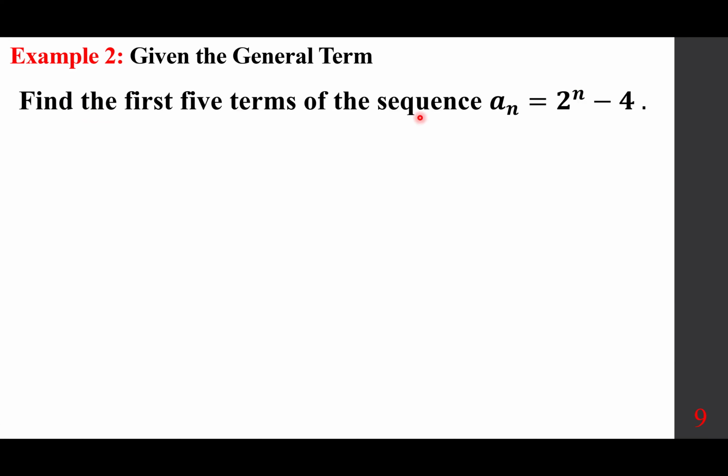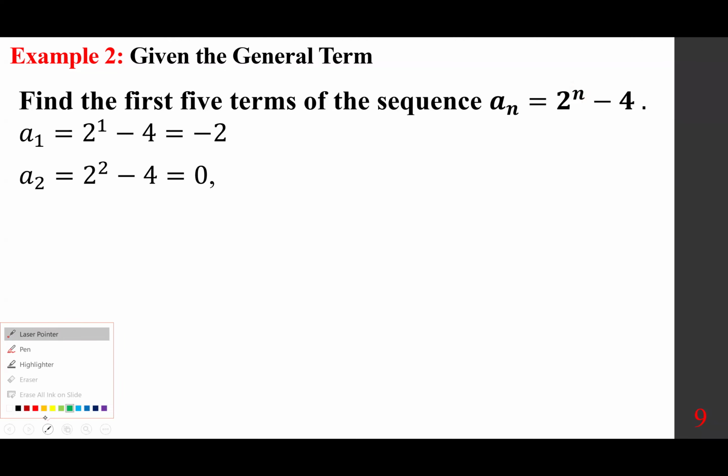Find the first 5 terms of this sequence. A sub n is 2 to the power of n minus 4. We start with 1. 2 to the power of 1 is 2. Minus 4 makes it negative 2. The second one, 2 squared minus 4, is 0. And just as an example, I'll do one more, but as long as you can do a couple of them, that's it.